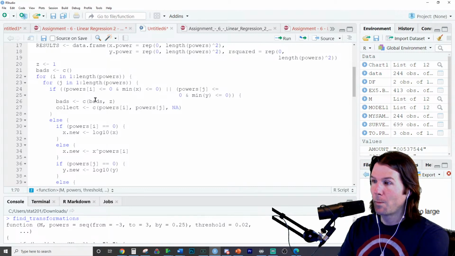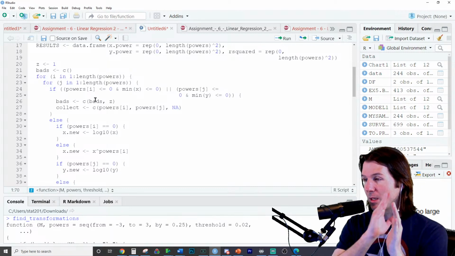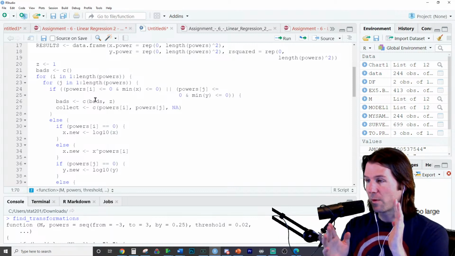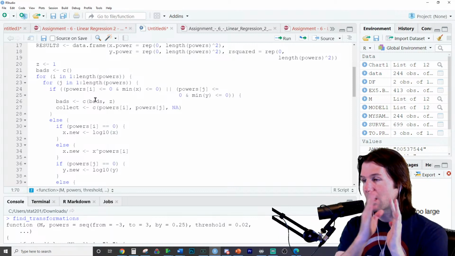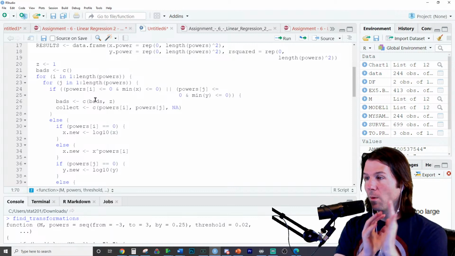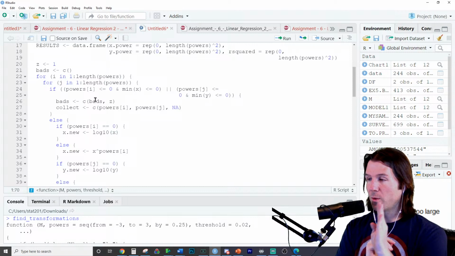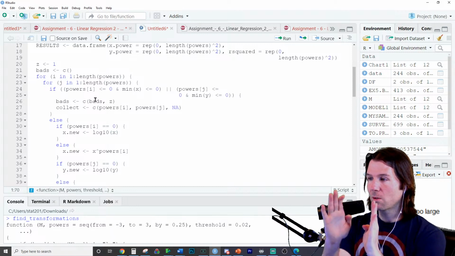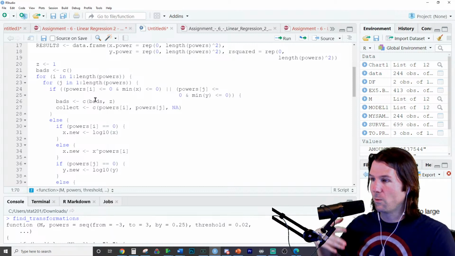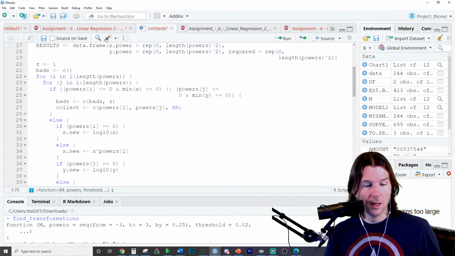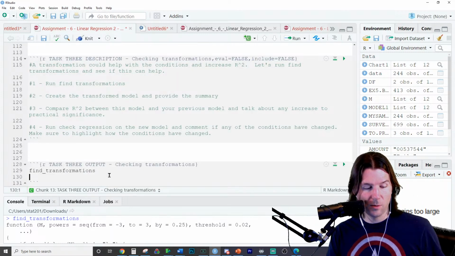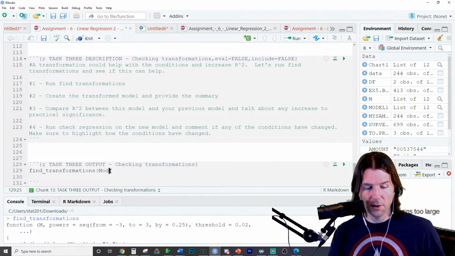So it's going to go through and raise Y to -3 and then do X to all the -3 to +3 values by whatever increment, 0.25 by default, increment those through, then move the Y over to -2.75, and then increment the X through. So this is the for loop going through, moves Y over, increments X through, and it's making all of these models here. And we can see all this output very quickly by just going over here to the find transformations code and just putting our model in.